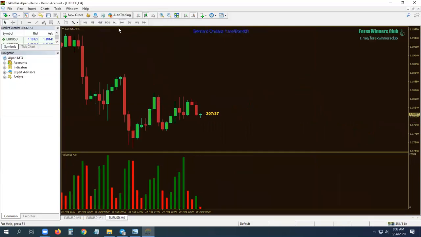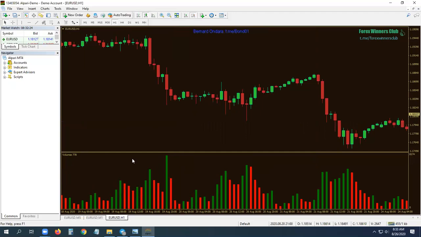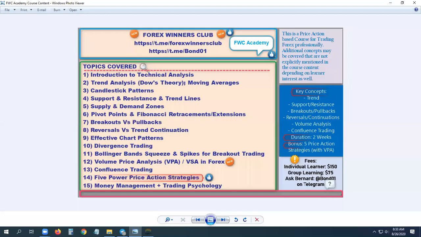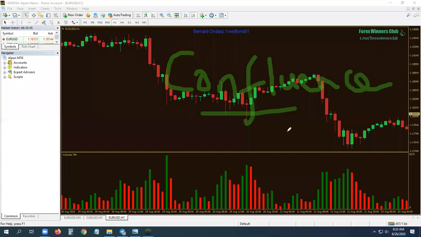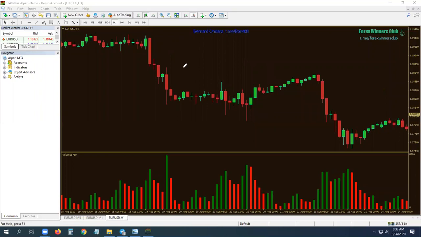So I want us to talk about confluence trading. This is the next thing that I wanted us to talk about today, confluence trading. When you hear the concept confluence, it should not scare you. Confluence simply means coming together. And in trading, it means many different indicators giving you the same signal.